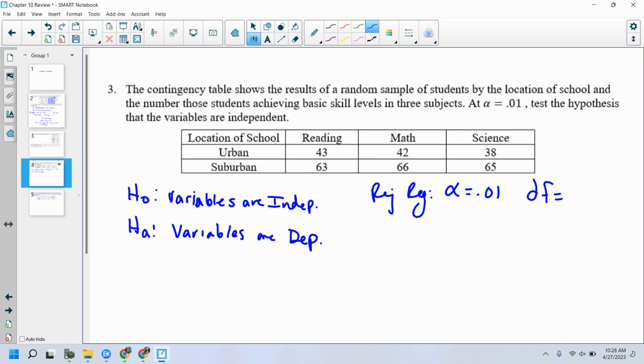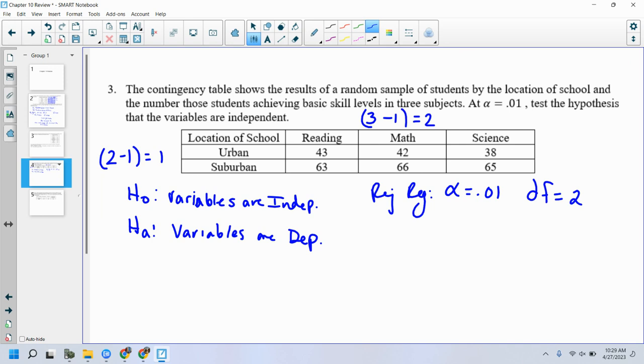So 3 minus 1 is 2 times 2 minus 1 is 1. There are 3 up here, minus 1 is 2. There are 2 here, minus 1 is 1. And then 2 times 1 is 2. We got degrees of freedom 2.